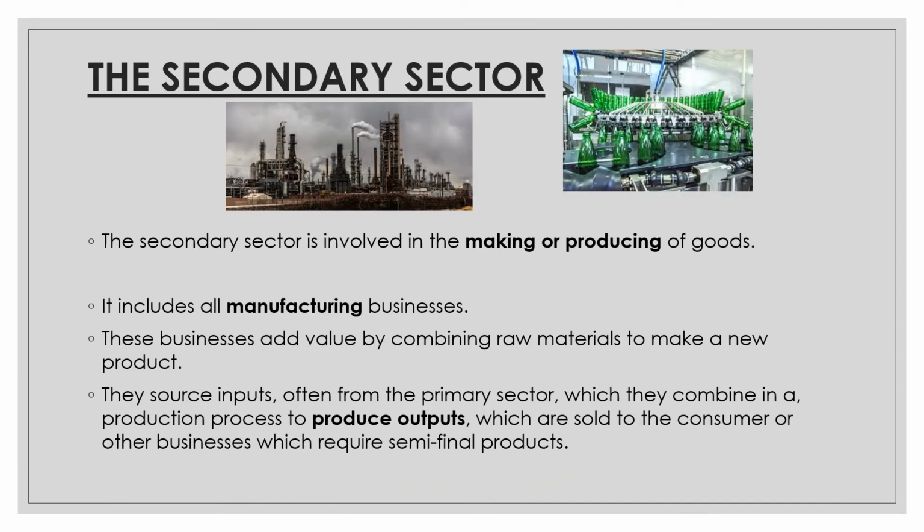We are now going to discuss the secondary sector. The secondary sector is involved in the making or producing of goods. So it is the production sector. It includes all manufacturing businesses. These businesses add value by combining raw materials and making them into a new product. So basically, they take inputs, they first have to source these inputs, they then transform them into outputs, which are sold to consumers or other businesses which require semi-final products.